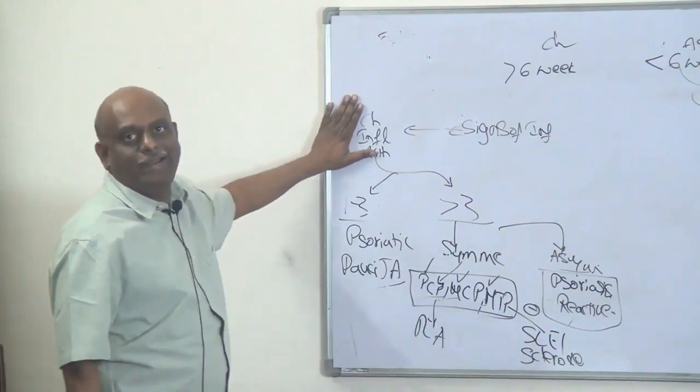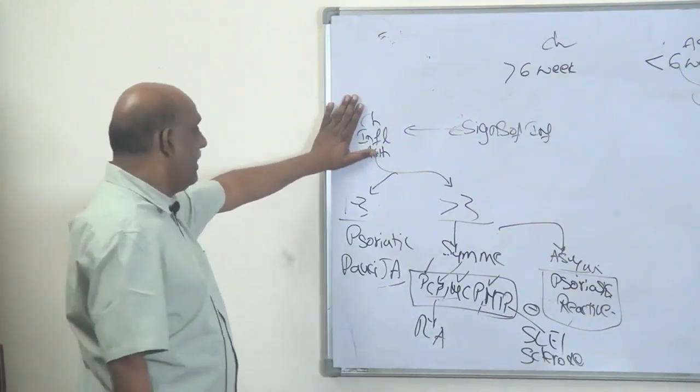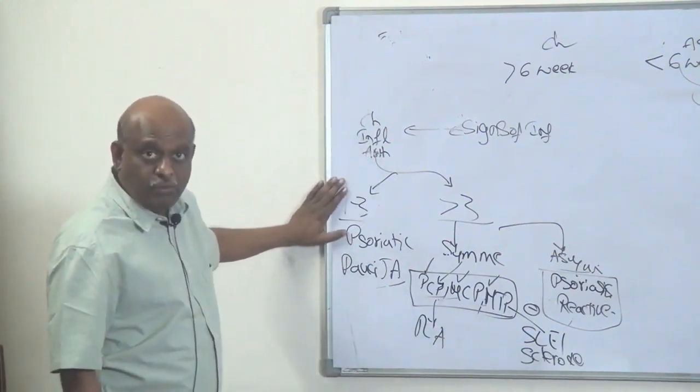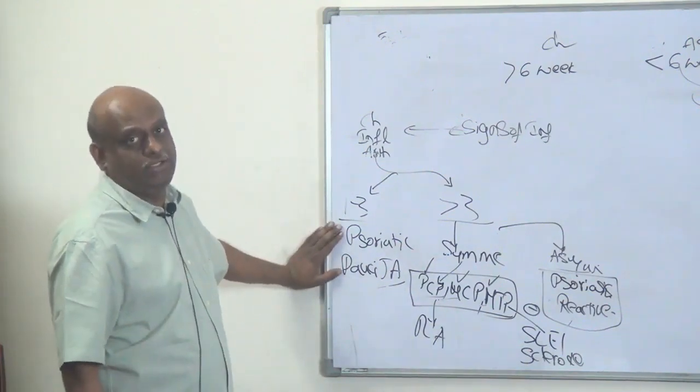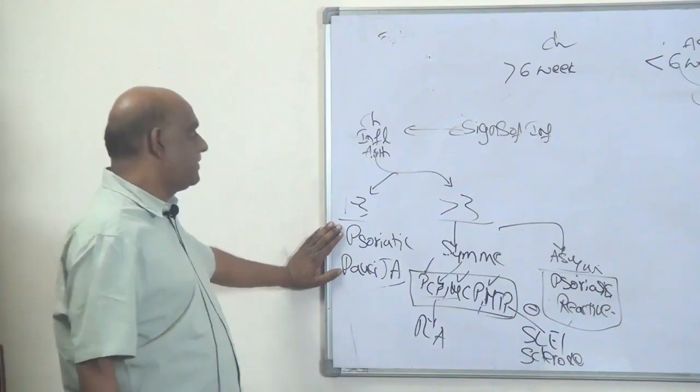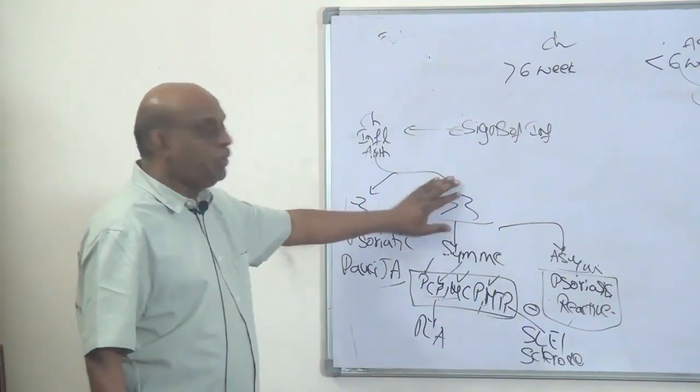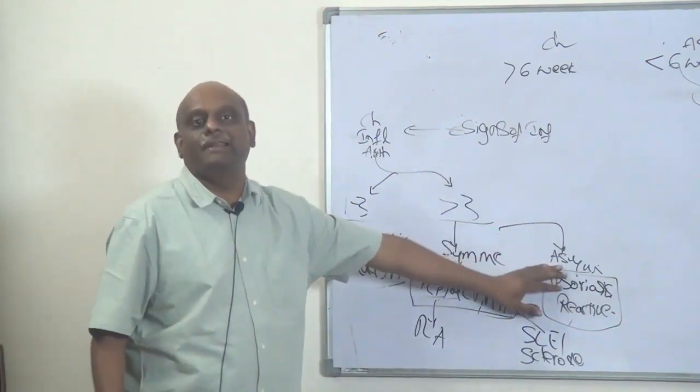If it is chronic inflammatory arthritis, how many joints are involved? If it is oligoarticular, then you think of psoriatic and pauciarticular juvenile arthritis. If it is more than 3, you look whether it is symmetrical or asymmetrical.